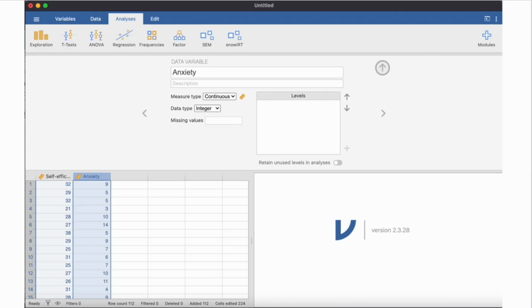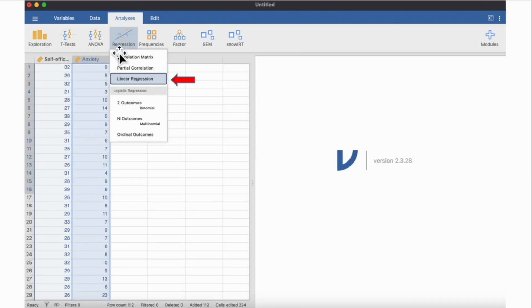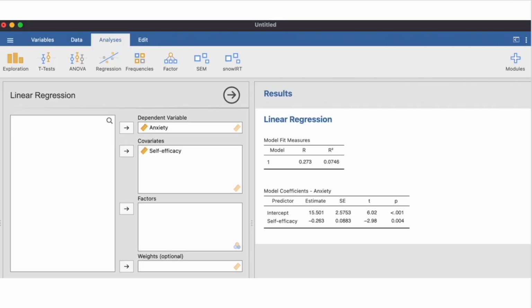If you want to know how to run a very basic simple linear regression in Jamovi, you can enter the data. You need to have two continuous variables. Here I have put self-efficacy and anxiety data. If you click on analyze, it gives you a drop down, and if you select linear regression, it will give you a set of options like this. You transfer your dependent variable to the dependent variable box and the predictor to the covariates.